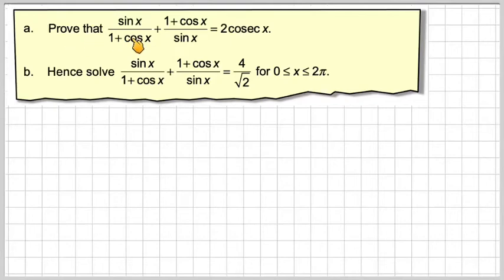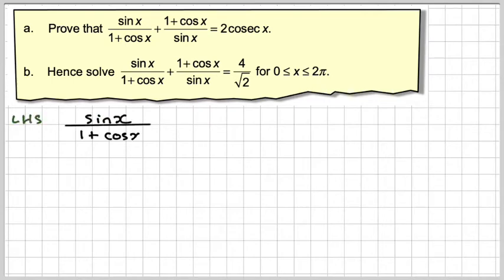Prove that sin x over 1 plus cos x plus 1 plus cos x over sin x is equal to 2 cosec x. Hence solve that sin x over 1 plus cos x plus 1 plus cos x over sin x is equal to 4 over root 2, x being between 0 and 2 pi.